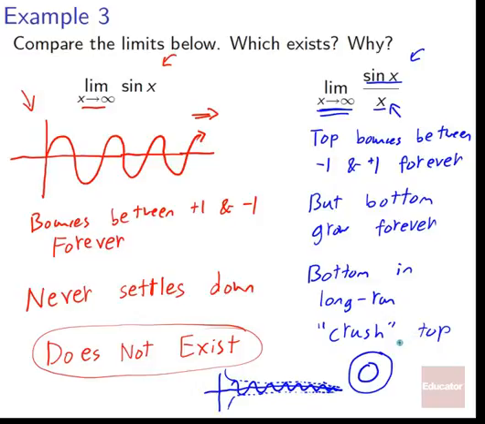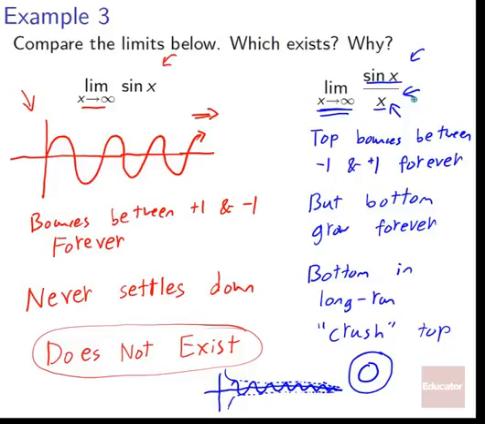In sine x, it bounces up and down forever, right? It just keeps going up and down. But over here in sine x divided by x, this divide by x over the long run pinches it down, keeps it crushed down. So it starts off with these large oscillations, but as it goes farther and farther out, it has to get smaller and smaller because the divide by x crushes it down, and so it gets crushed down to a single value.